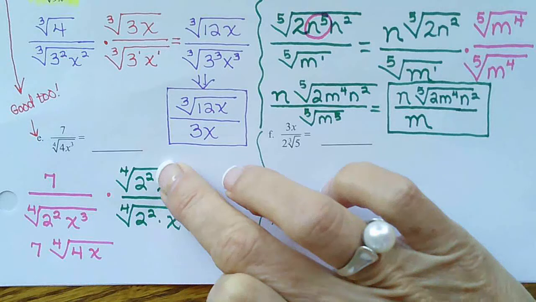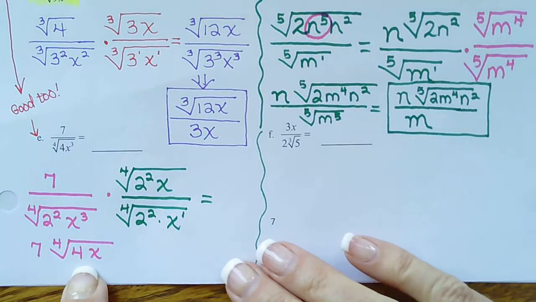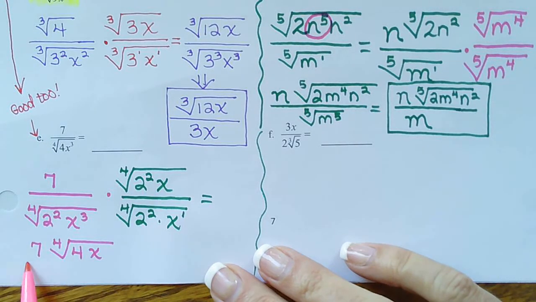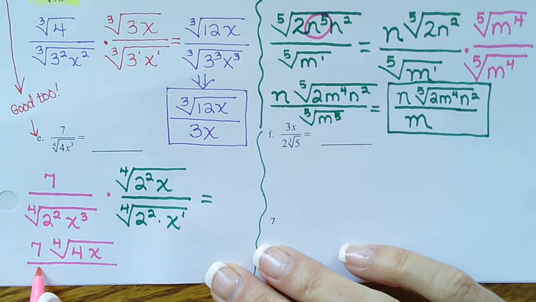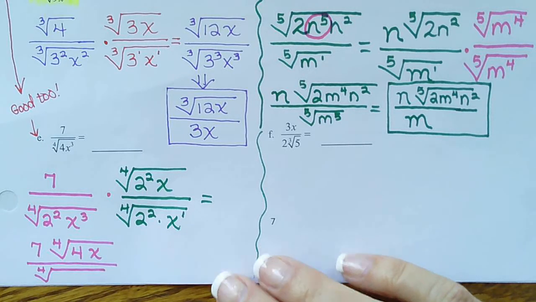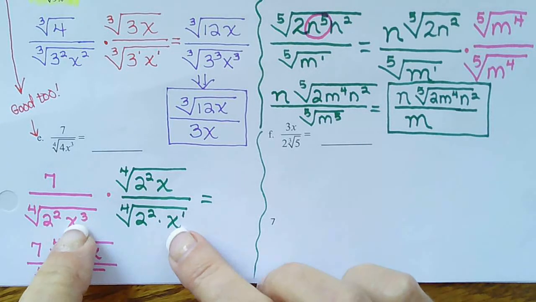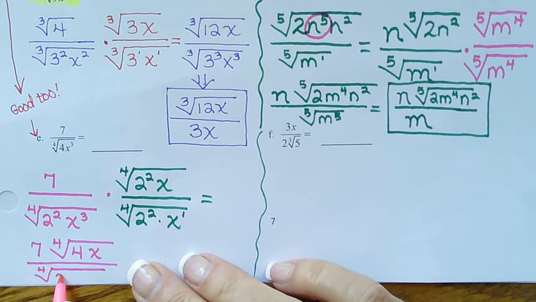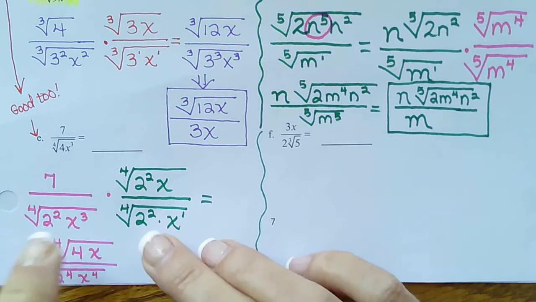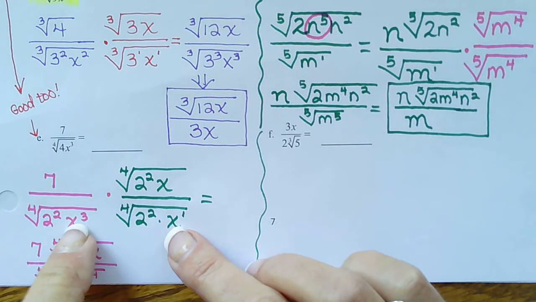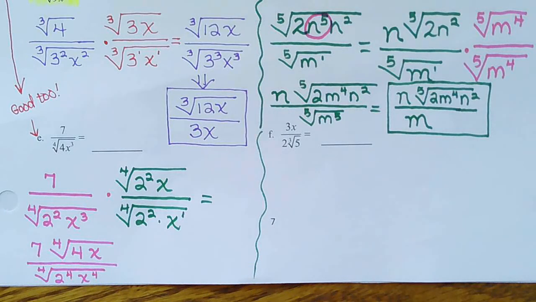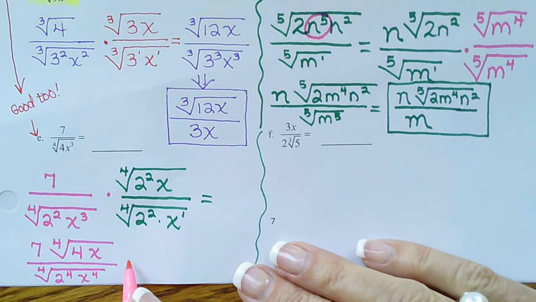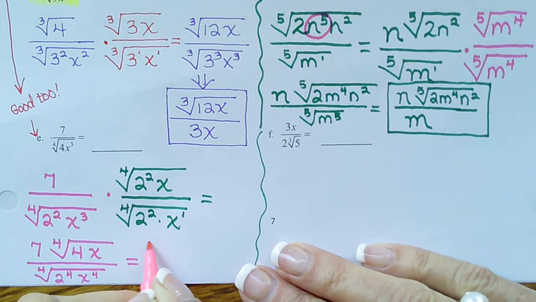And there's only 2 2's and 1 x, so we know that can't be simplified. In the denominator, we're going to have the fourth root of 4 2's and 4 x's. So 2 to the fourth, x to the fourth. So my final answer is going to be 7.